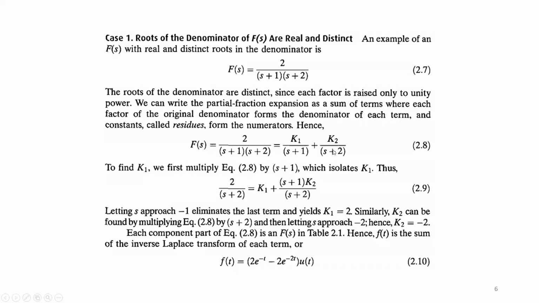Then you will solve it: multiply both sides by (s+1)(s+2). Multiply both sides, then you would see this. We'll see something like that later. Right now, if I give you an example, let's talk about this one: 2 by (s+1)(s+2).